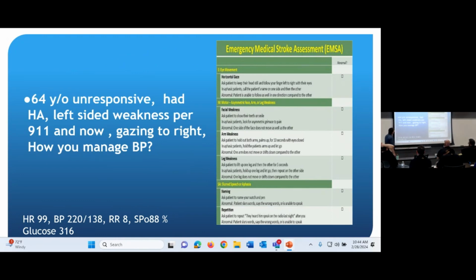So what are we going to do for this guy? He's gazing to the right, lip smacking, a little bit hypertensive. What are we going to do for this guy? How do we manage his blood pressure? What are we going to do?